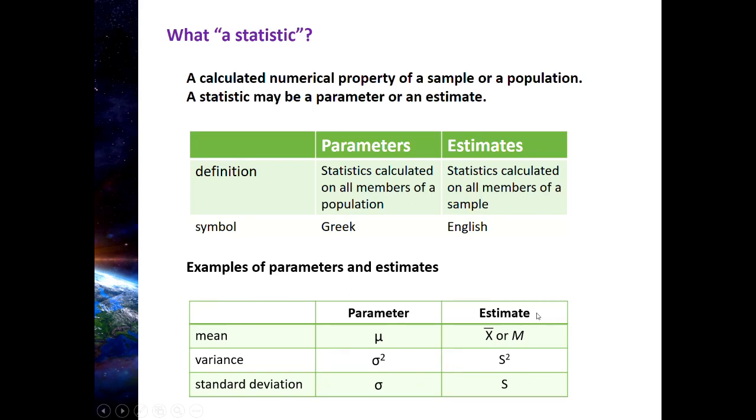Estimates are statistics calculated on samples, and they are represented by English letters, as you can see here. And you need to know that X bar or M, that is capitalized and italicized, this represents the mean of the sample. This one represents the variance of the sample, and this one represents the standard deviation of the sample. You don't actually have to know what variance and standard deviation are, the definitions for those at this point.